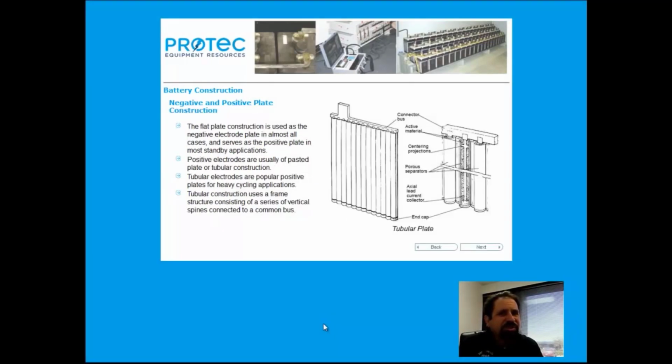The pasted plate construction is used as the negative electrode plate in almost all cases and serves as the positive plate in most standby applications. Positive electrodes are usually of pasted plate or tubular construction. Tubular electrodes are popular positive plates for heavy cycling applications. Tubular construction uses a frame structure consisting of a series of vertical spines connected to a common bus.